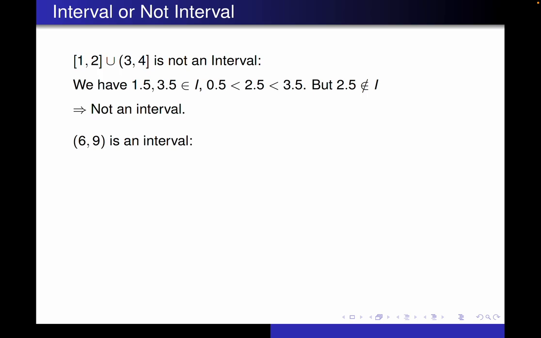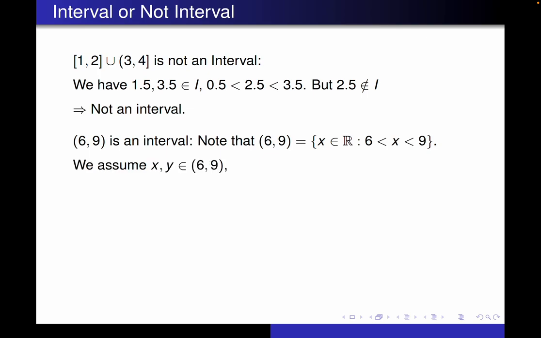But (6, 9) is an interval. Now, to prove this one, we can't just look at one example. We have to prove a for all statement. So we have to set up our assume and our show. So remember that (6, 9) is the set of all numbers x between 6 and 9, not equal to 6, not equal to 9, but between those two numbers.